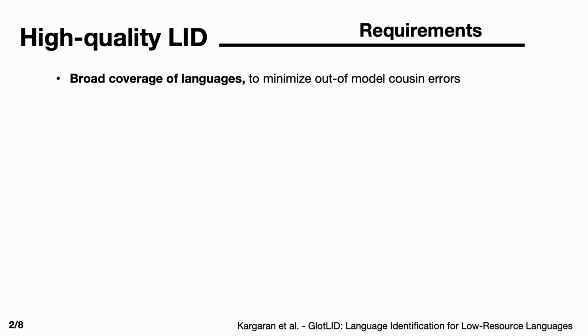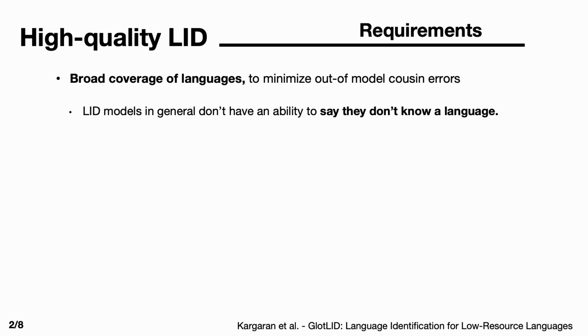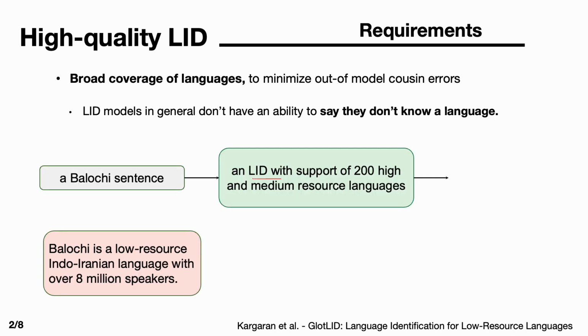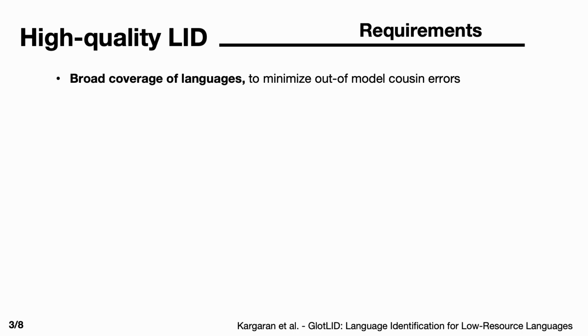The first one is that the LID should cover a broad range of languages. This is because LIDs in general don't have the ability to say they don't know a language. Consider this scenario: we have an LID with support for 200 high resource languages, and we want to give this LID a low resource language, for example, a Baluchi sentence. What will happen? The model will classify this sentence as Farsi, one of the high resource languages that it knows. That's why the LID needs to have broad coverage of languages.